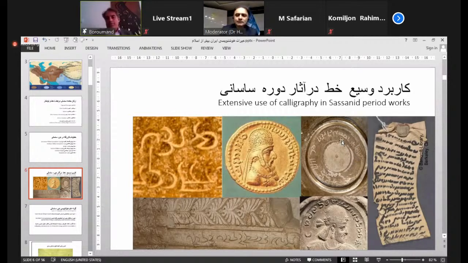On industrial plates we see Pahlavi writing used. On official stamps, Pahlavi script is seen. We also see Pahlavi writing directly on skin letters, and we can look for different writings of the Sasanian period in such sources.